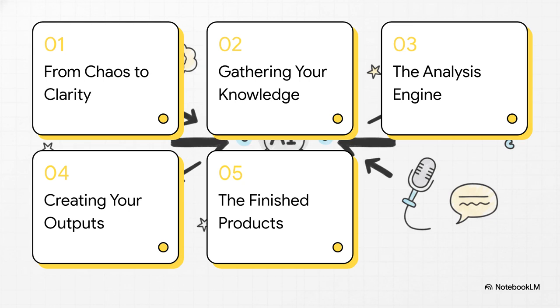Okay, so here's our game plan. This is the roadmap that's going to get us from that initial chaos to a finished product. We'll start by talking about how to go from chaos to clarity. Then we'll get into gathering all your knowledge and using AI as this incredible analysis engine. After that, it's all about creating your outputs, and we'll look at the polished professional stuff you can generate.